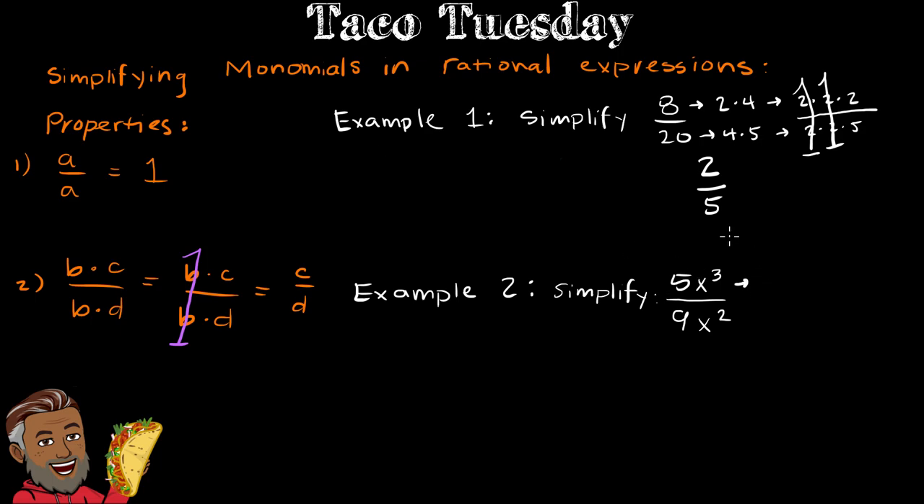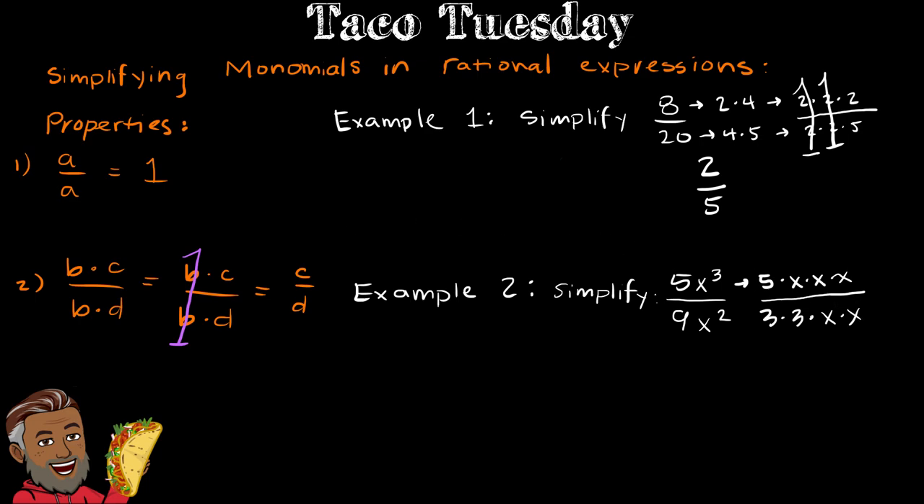Well, there's nothing that can multiply to give us 5 other than 5 and 1, but I don't like writing down 1, so I'm just going to write 5 times x times x times x, because that's what x to the power of 3 means. And then on the bottom, I'm going to break this one down. 9 is 3 times 3, so we're going to go 3 times x times x.